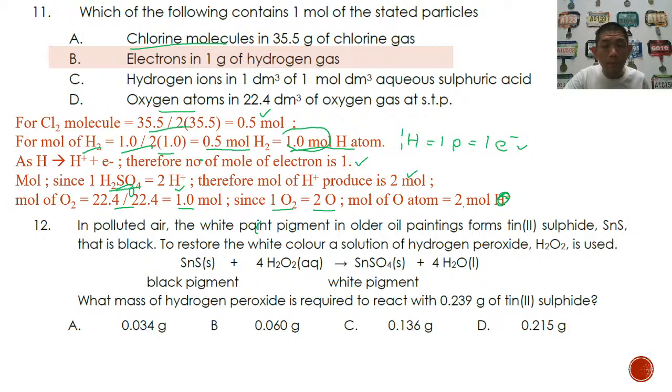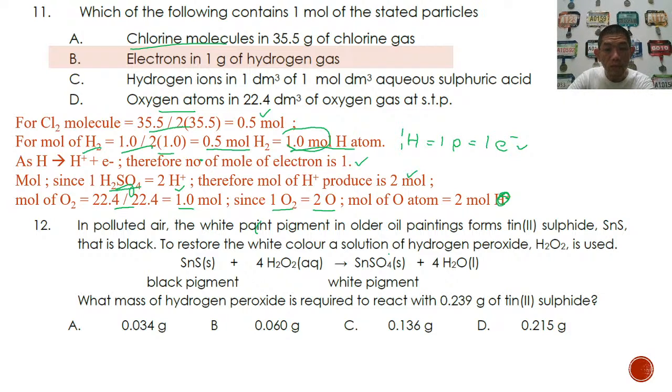Okay, number 12. In polluted air, the white paint pigment in the older oil painting forms tin(II) sulfide, SnS, that is black. To restore the white color, a solution of hydrogen peroxide, H2O2, is used. So this is the balanced equation the question will give you. What is the mass of hydrogen peroxide required to react with 0.239 gram of tin(II) sulfide?